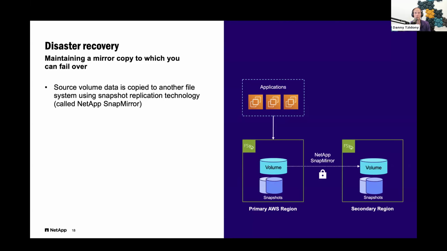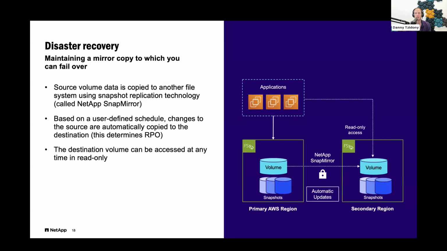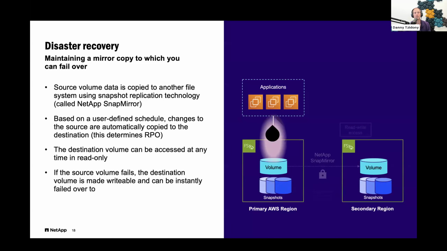So the source volume data is copied to another file system, let's say on a different region. Let's say we're working in North Virginia and we want to keep a DR site in Oregon. The snapshots are replicated with SnapMirror. And based on our user-defined schedule, we can set a schedule on how many snapshots are created and when they are transferred, essentially according to our SLAs, whatever we need. The destination volume is read-only when it is created.